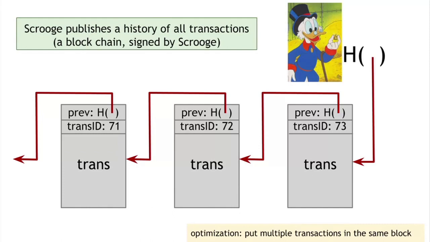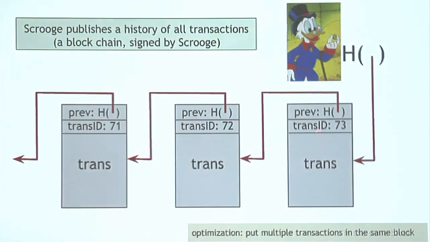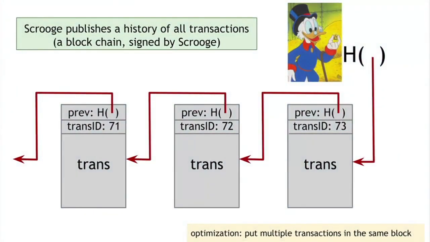It looks like this, of course. It's a series of blocks, data blocks. Each block will have one transaction in it. This block has the transaction with transaction ID number 73. And it has the contents of this transaction, and then there's a hash pointer to the previous block in the history. Okay, and then Scrooge will take the hash pointer, which represents this entire structure, and he'll digitally sign it and publish it.